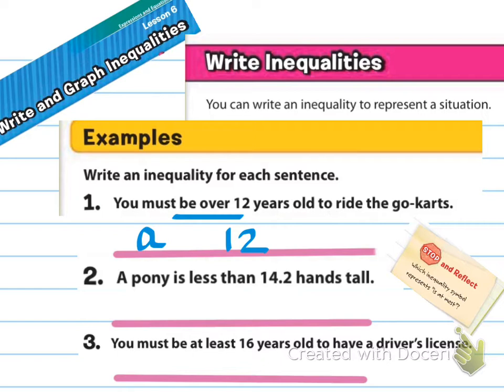Because you're not going to be able to memorize all the different words and the way to work it out. But if you make it make sense to the real world, think about it. You must be over 12 years old to ride the go-karts. You need to be greater than 12. You need to be 13. Maybe you can be 12 and a half, but that's not 12.